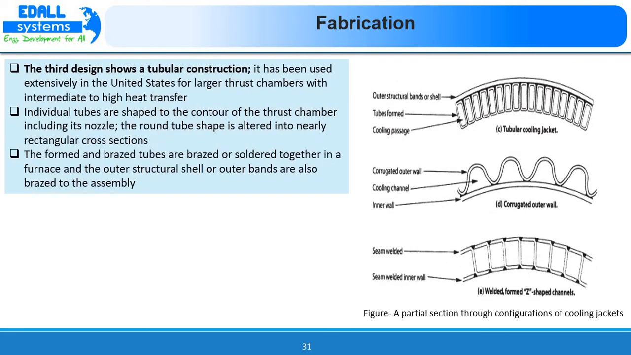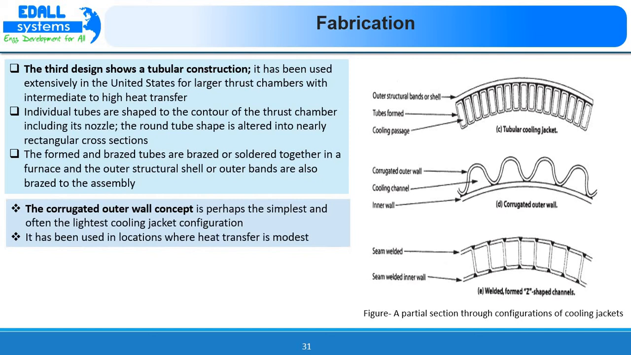The third design shows a tubular construction. It has been used extensively in the United States for larger thrust chambers with intermediate to high heat transfer. Individual tubes are shaped to the contour of the thrust chamber, including its nozzle. The round tube shape is altered into nearly rectangular cross sections. The formed tubes are brazed or soldered together in a furnace, and the outer structural shell or outer bands are also brazed to the assembly.